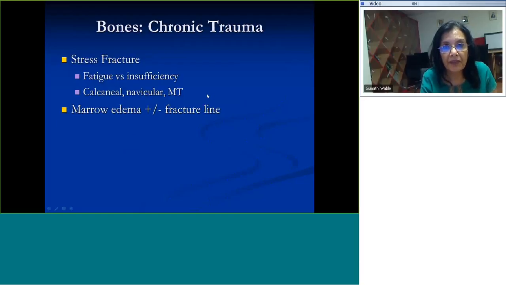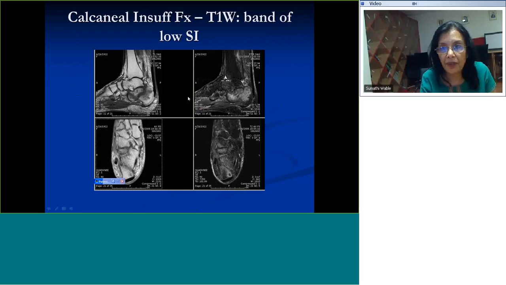For the purposes of time, we are going to move on and show some examples of insufficiency fracture in the calcaneus. As you can see, the fracture line is low in signal on T1 weighted images, and bone marrow edema lights up in the fluid sensitive sequences. You can either use STIR or T2 weighted images.